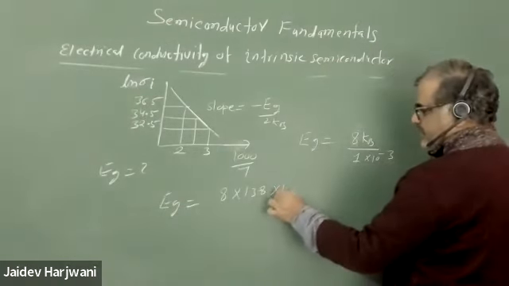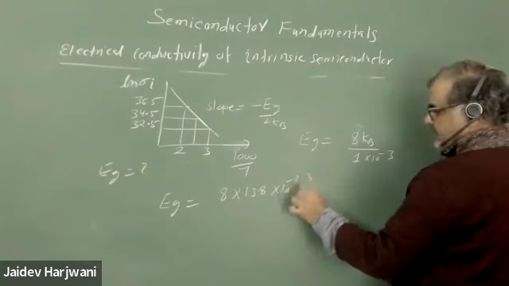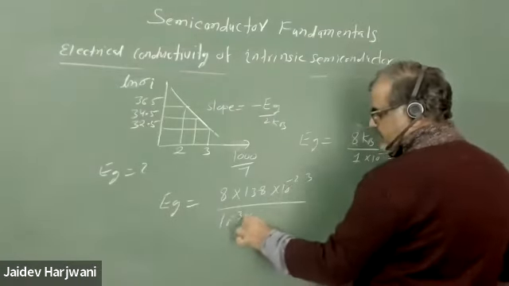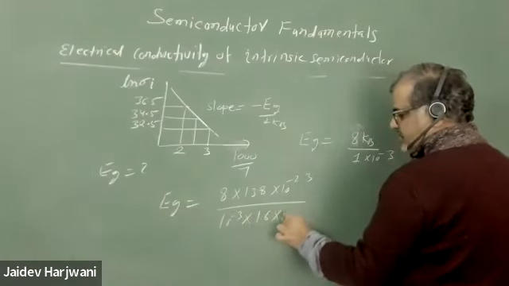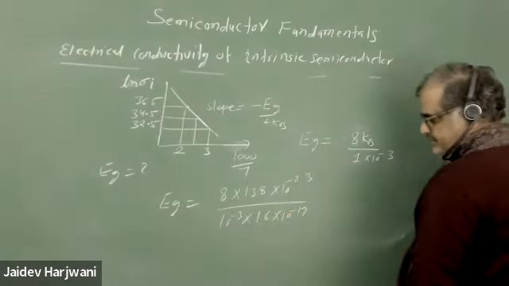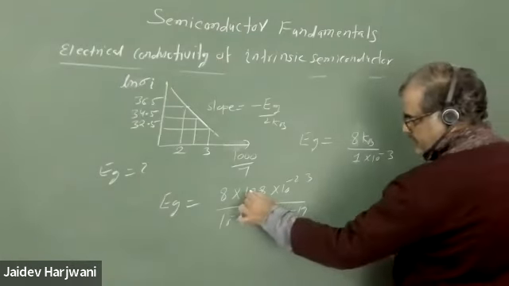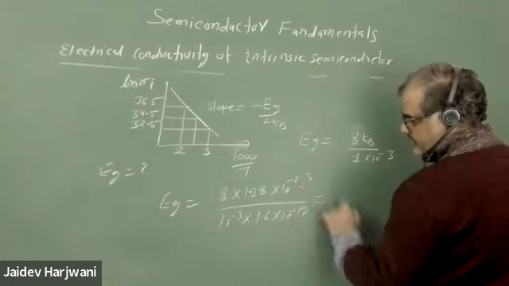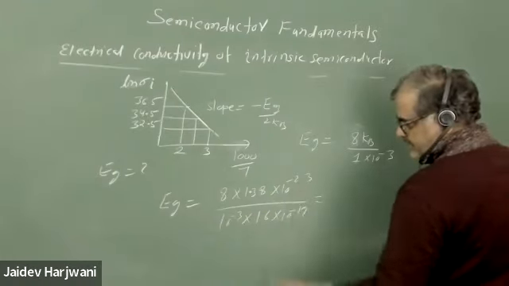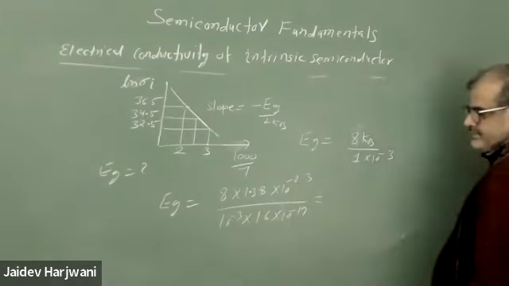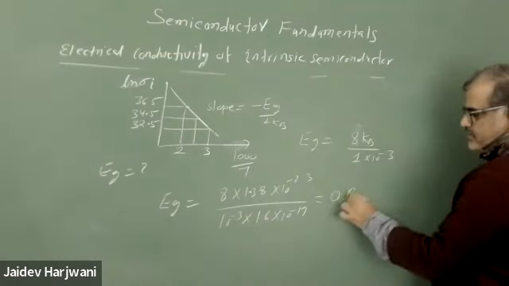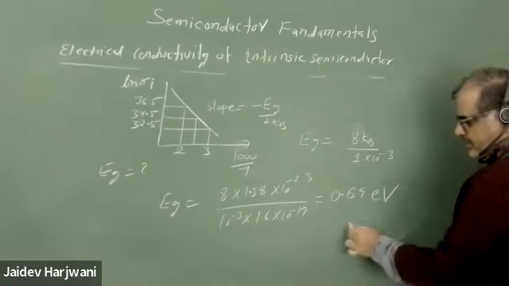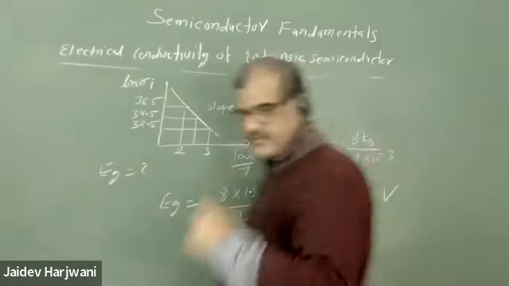1.38 into 10 raised to power minus 23. Okay, of course, this is 10 raised to power minus 3 is here, and then you have to divide by 1.6 10 raised to power minus 19. Okay, so tell me how much is coming. So this is 322. So 1 power will be left here, and solve this one. This should come around 0.69, or some variation may be there, electron volt. Okay, check me and tell the answer.